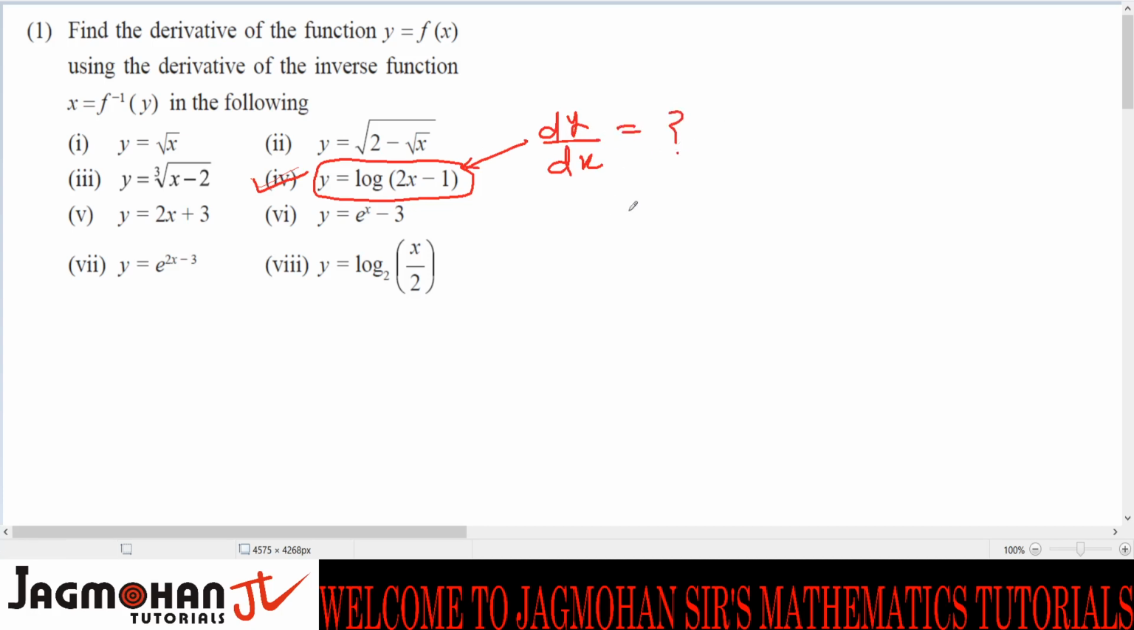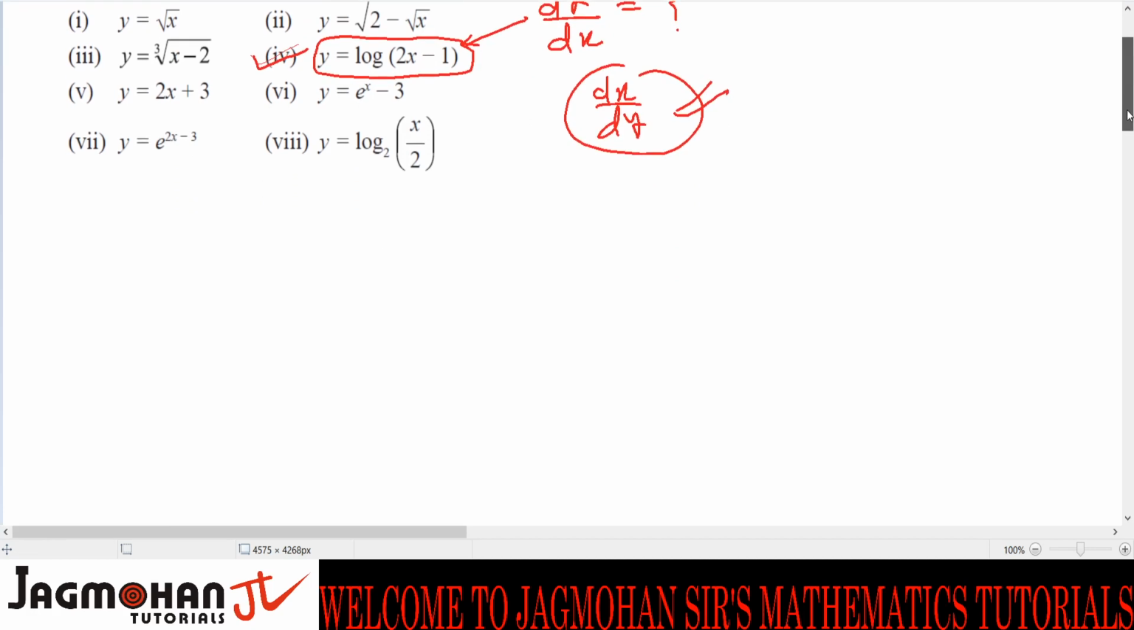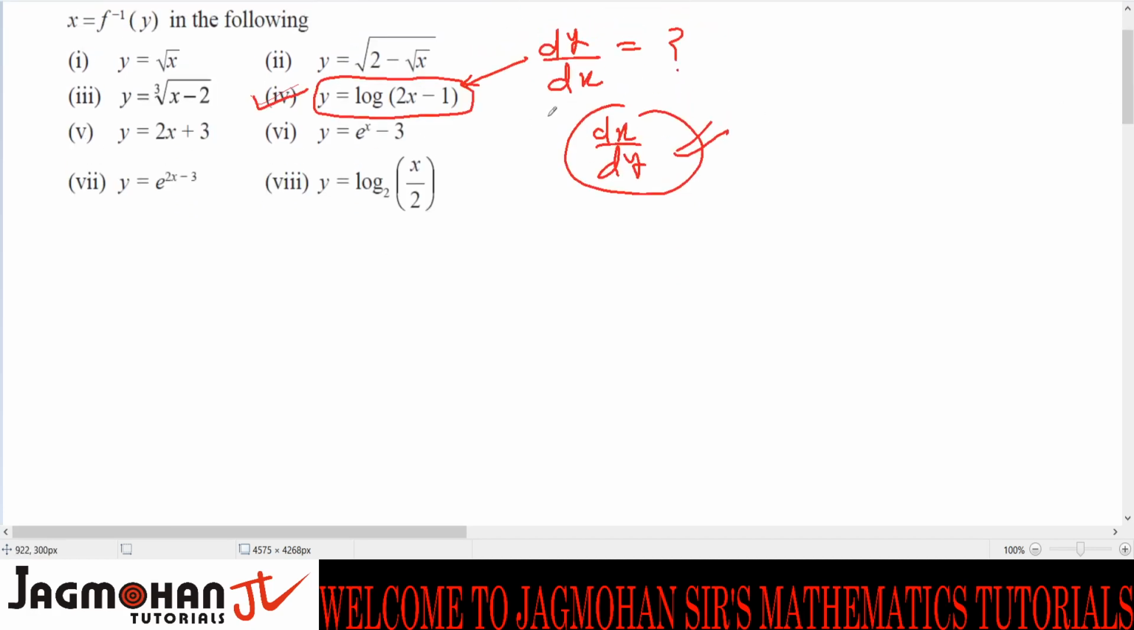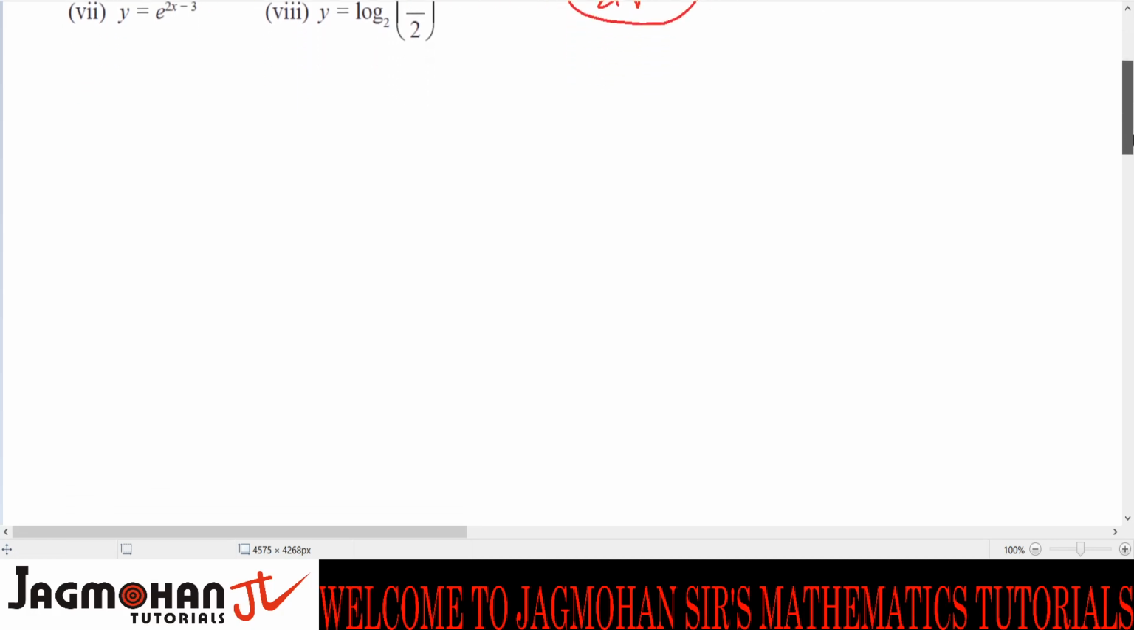How to find dy by dx? By finding dx by dy. So first we will find dx by dy, then 1 upon dx by dy will be dy by dx. So let's begin. As you know students, this is a logarithmic function, y equals log of 2x minus 1. So in this, let's have a quick revision of logarithmic function.